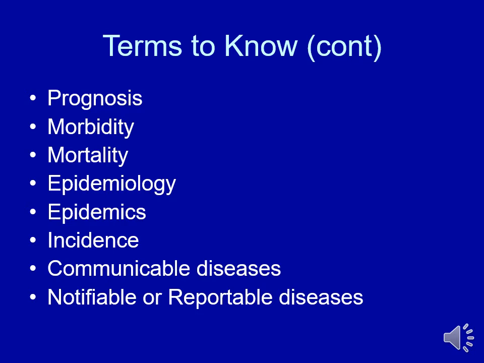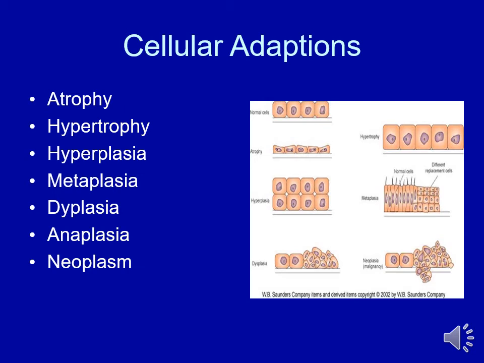Now we're going to go to changes in cells that are something you want to keep in mind. These are terms for changes, and they're called adaptations. Now, the word atrophy refers to a decrease in the size of the cells. If you have a limb that's in a cast, skeletal muscles tend to shrink from non-use. That's a type of atrophy.